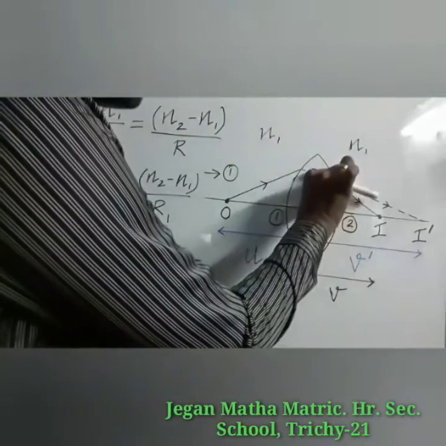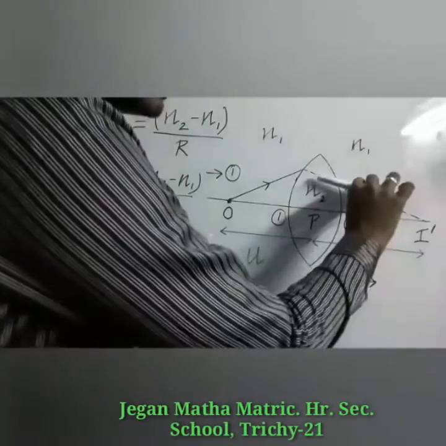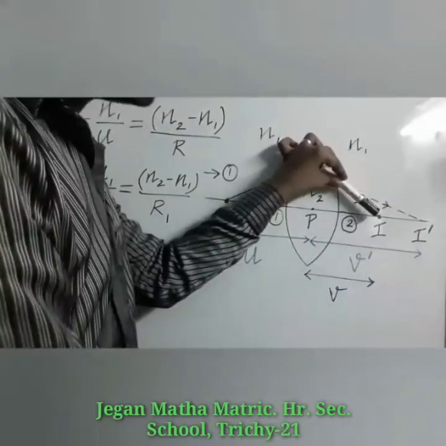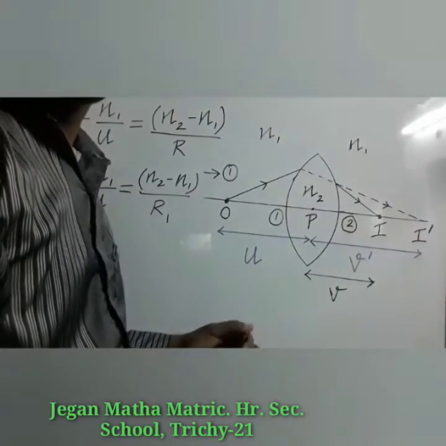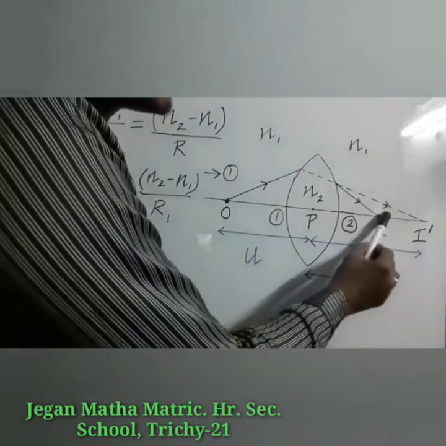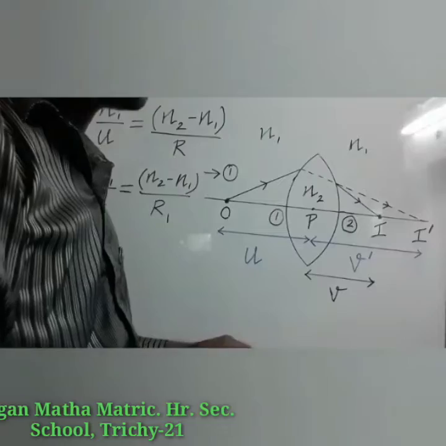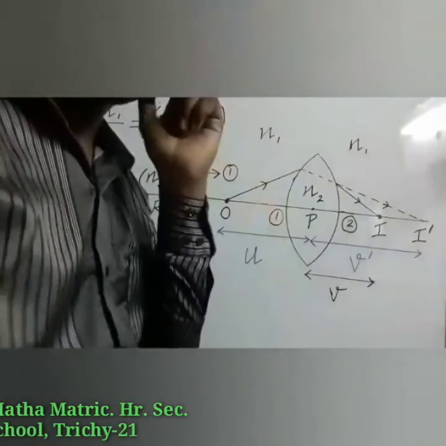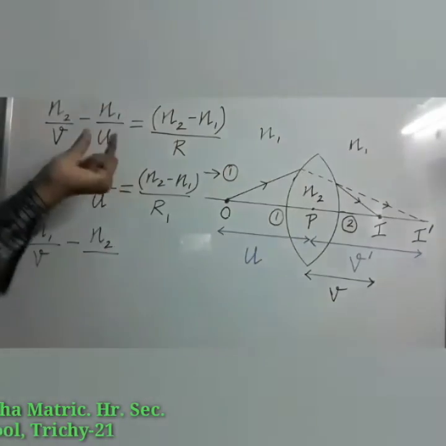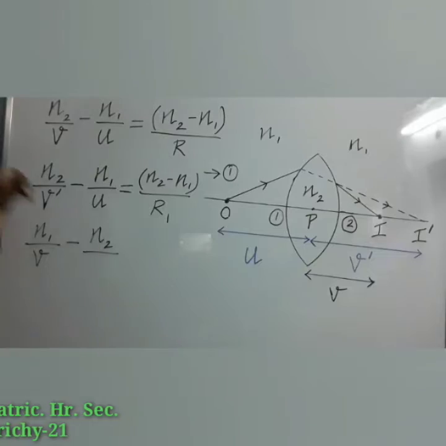Actually the refracted ray, which has to fall on the point I dash, is deviated due to the second spherical surface and falls on the point I and forms the final image I. For this image, I dash is the object. That's why I dash is also known as a virtual object. For the second spherical surface, I dash is the object. So here it is written U. For this situation, the distance between the pole and the virtual object can be taken as U.